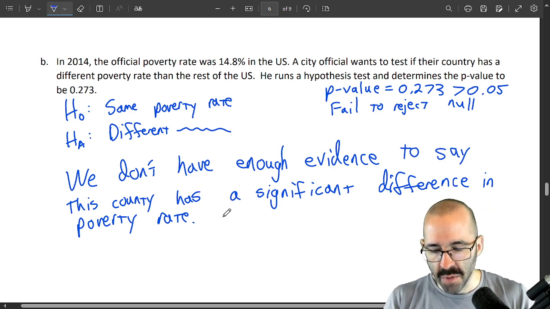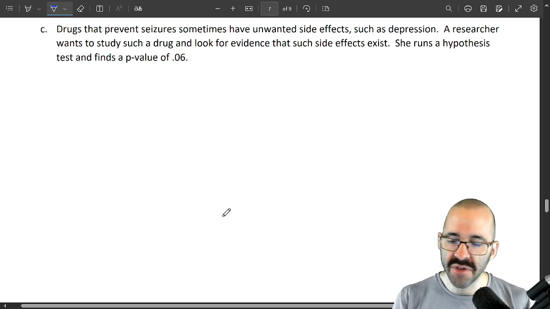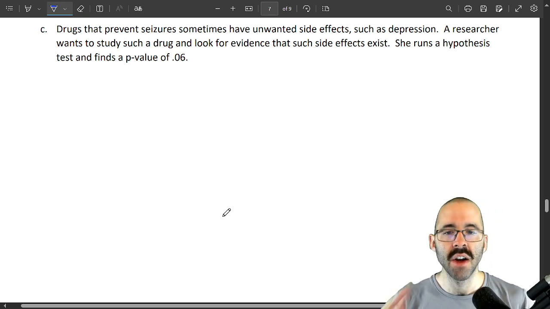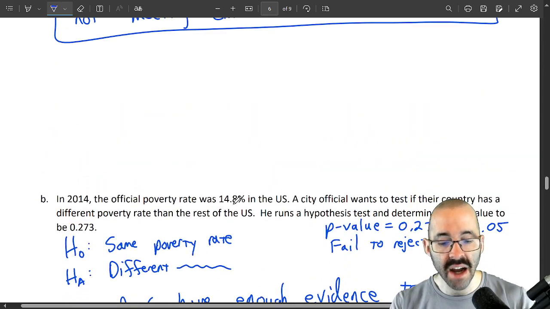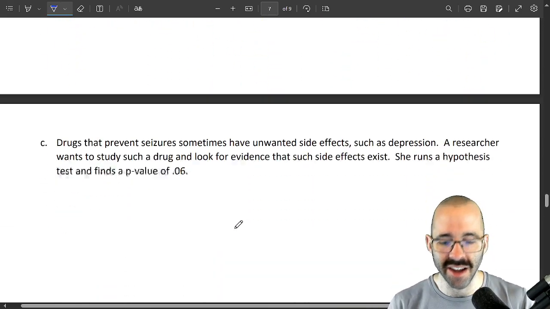Okay? So what I want you to do is pause the video right now, and fill in this next problem. Model the last two. We've done both types. So pause the video, model the last two, and then let's see if we get the same thing, okay?